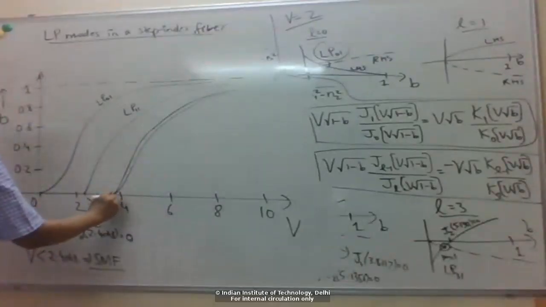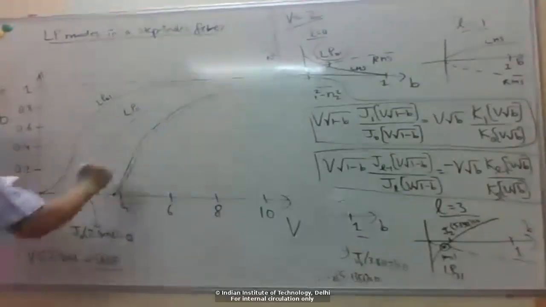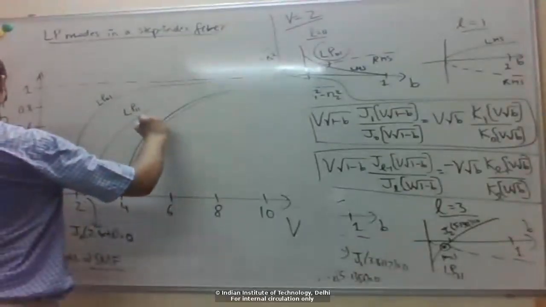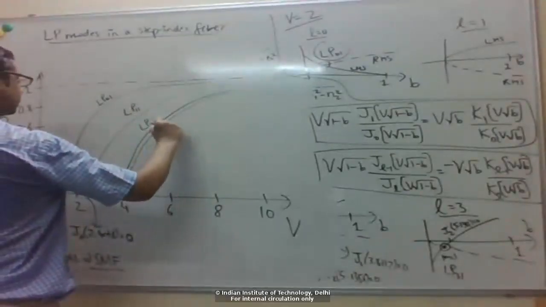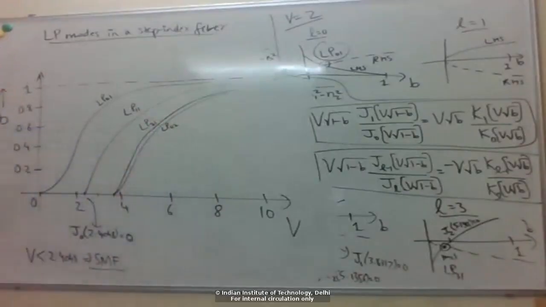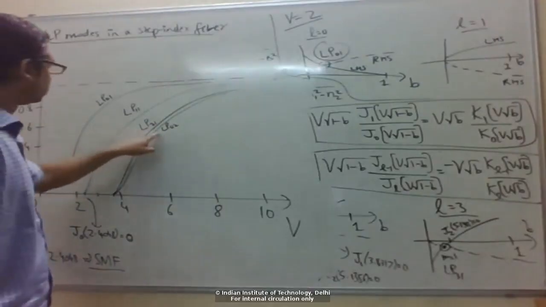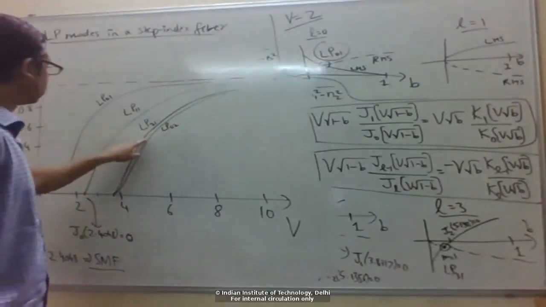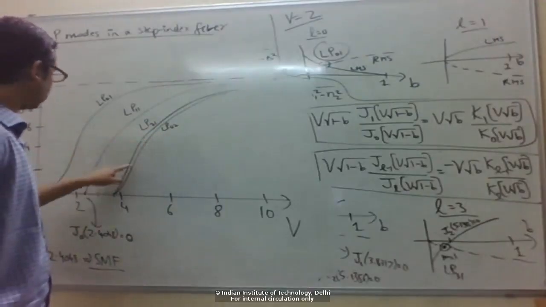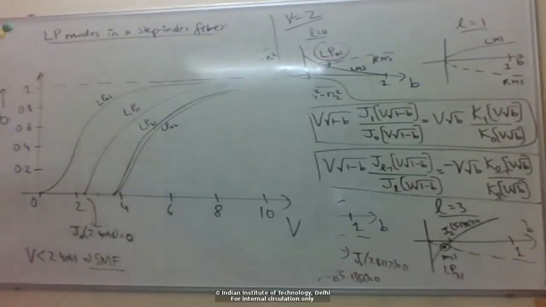Okay, both of these have the same cutoff. LP21 and LP02. Right, so why do these have the same cutoff? So again, where is the cutoff happening?